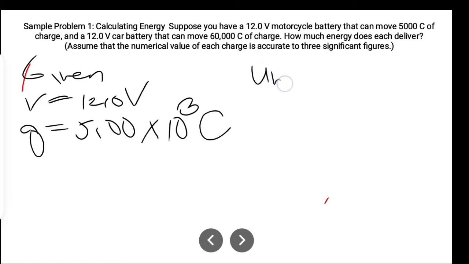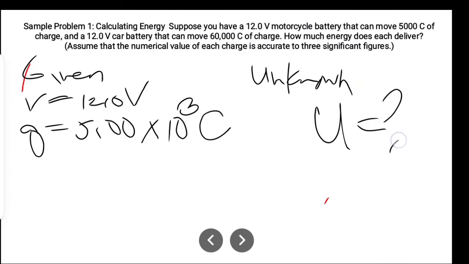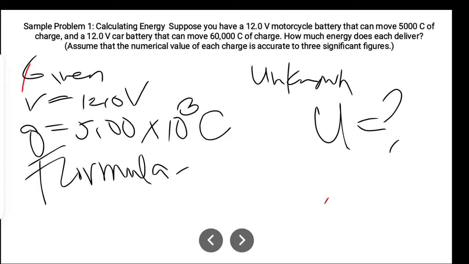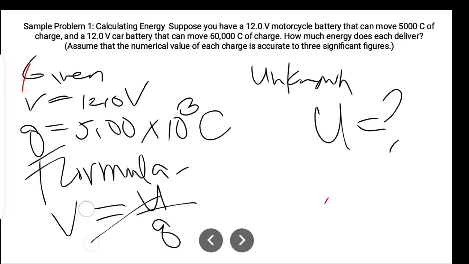And the unknown is how much energy. So we need to find the energy, the potential energy. So U is unknown. For the formula, we have V is equal to U over Q. We will just cross multiply, so we will have U is equal to VQ. Then substitute the values for the solution.